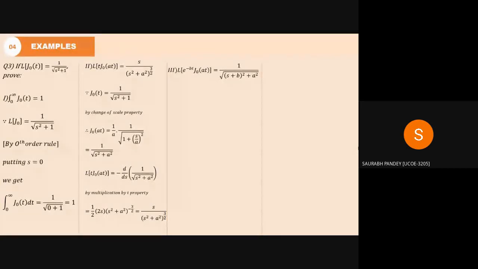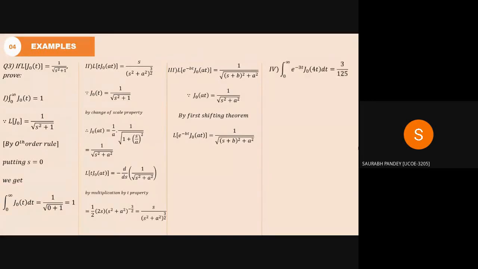Then the third one: we have to prove Laplace of e raised to minus bt J naught of at is equal to 1 by root of (s plus b) whole square plus a square. So we take J naught of at, which we found in the previous one. J naught of at has Laplace transform 1 by root of s square plus a square, and using the first shifting theorem we get Laplace of e raised to minus bt J naught of at is equal to 1 by root of (s plus b) square plus a square.